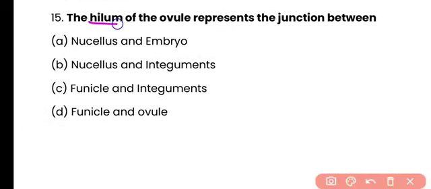Question number 15. The hilum of ovule represents the junction between nucellus and embryo, nucellus and integument, funicle and integument, funicle and ovule. Correct answer is option D. Hilum is a junction between the funicle and ovule part and ovule. So correct answer है option D.